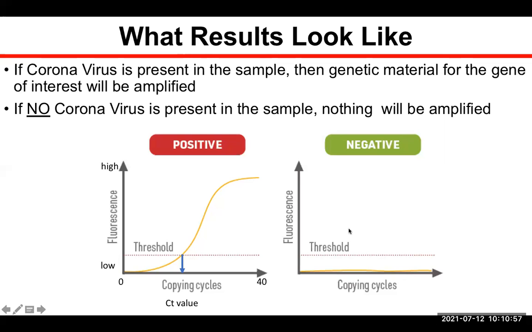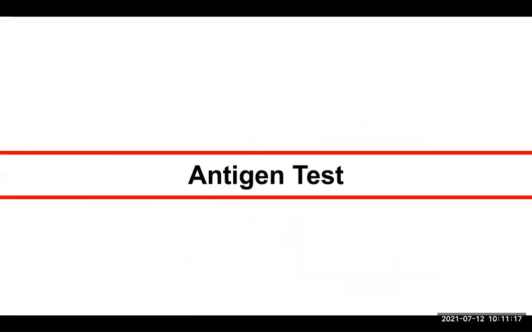Whereas if there is no coronavirus present, then there's nothing that's going to get amplified. And if nothing gets amplified, then it's going to stay below this threshold level, and you're never going to end up getting the sigmoidal curve. So, understand the differences between these two and the basic biological principles behind this assay.